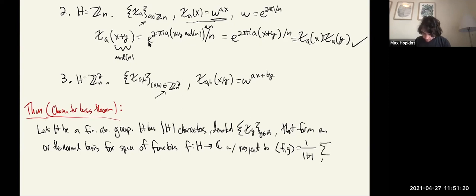Sum over, let's say, X in H of F bar, F conjugate, G of X. So this is basically the standard Hermitian product. I've normalized it, but hopefully you've seen this in maybe a linear algebra class. If not, it doesn't really matter. I guess just take on faith that this is a Hermitian product, and that this is an orthonormal basis.